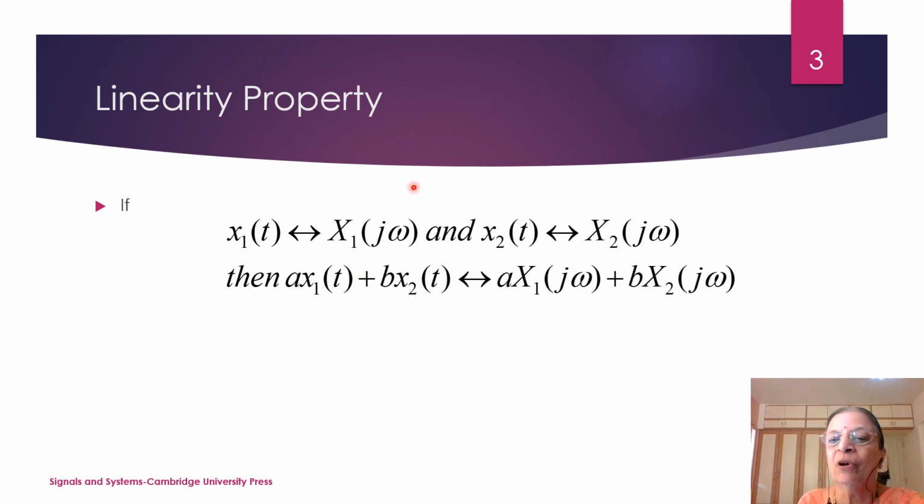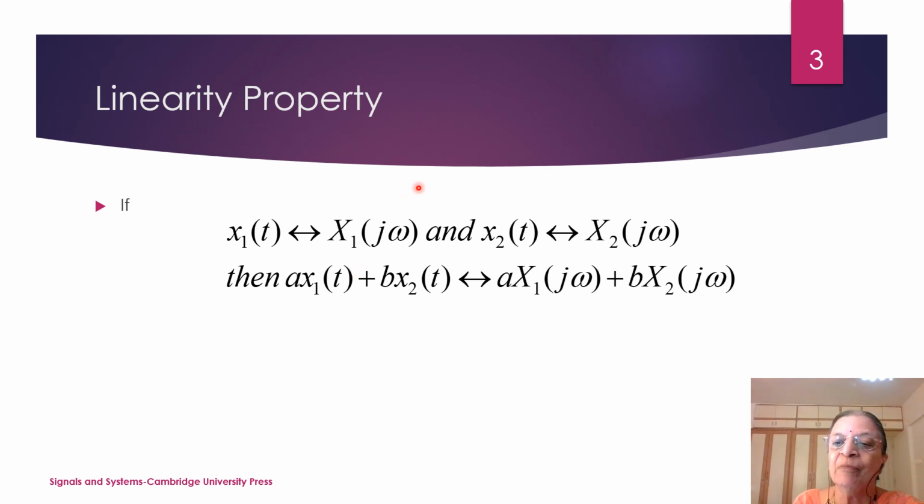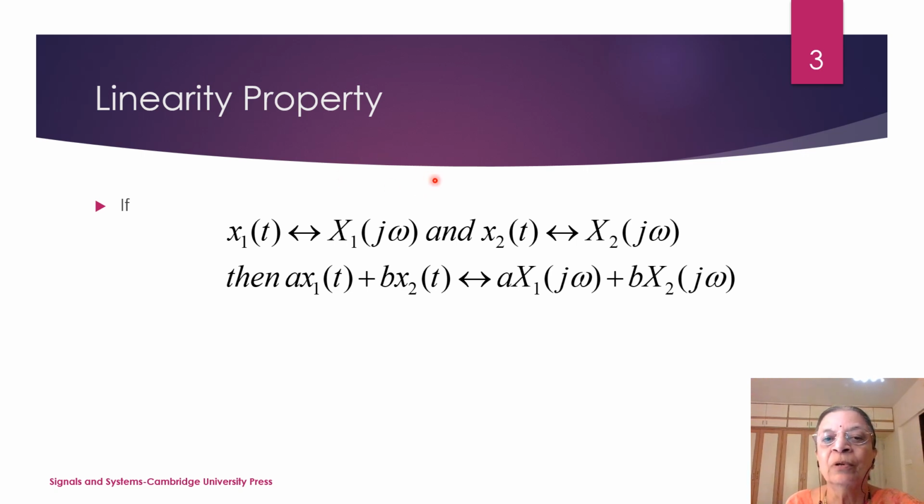As I have already mentioned, we always deal with linear time invariant systems, that is LTI systems. So linearity is bound to hold good. That means if you have two different signals x1 and x2 and if they are linearly combined, the transform will also be linearly combined with the same scale.